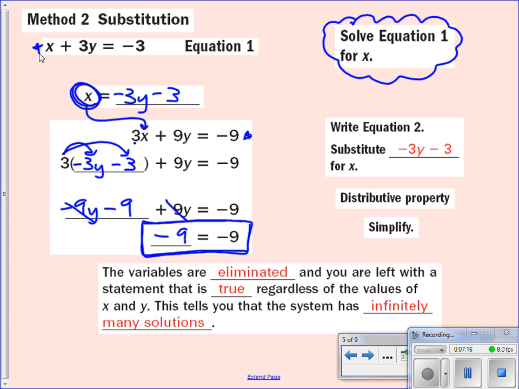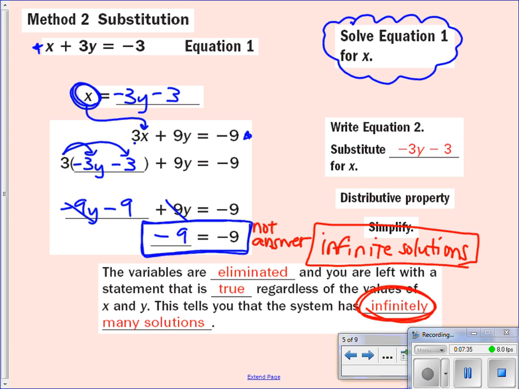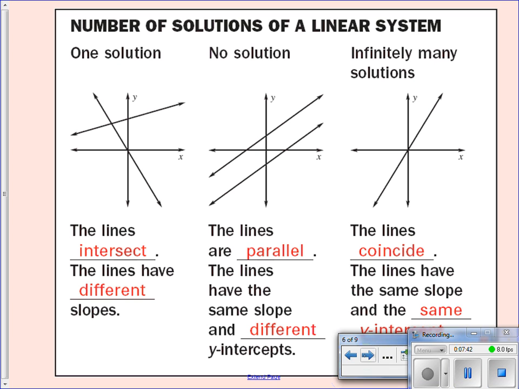There's an infinite, where's my word? There you go. Infinite number of solutions. So this tells me this is not my answer. You must answer infinite solutions. If we had gotten a false statement where like 0 equals negative 9, that's not true. No solution. Infinite solutions.